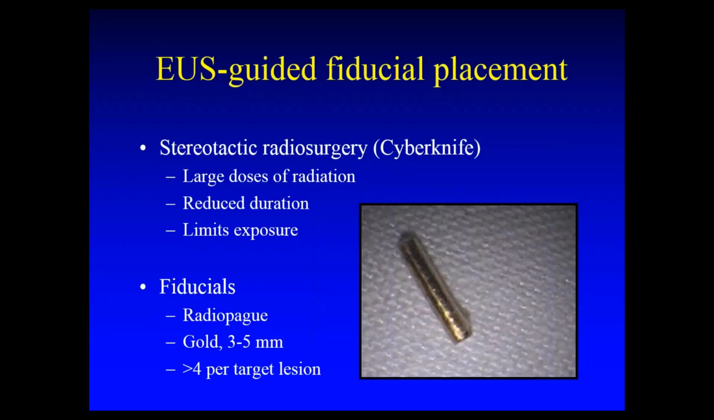So I want to move on to talk about fiducial placement, which is beneficial in patients who are undergoing stereotactic radiosurgery. The idea is that by placing these fiducials in the lesion, it allows the radiation oncologist to give a larger amount of radiation to a smaller area, thus reducing exposure to surrounding tissues. Usually we place 3, 4 to 5 fiducials inside a single lesion to help the radiologist to locate a lesion.